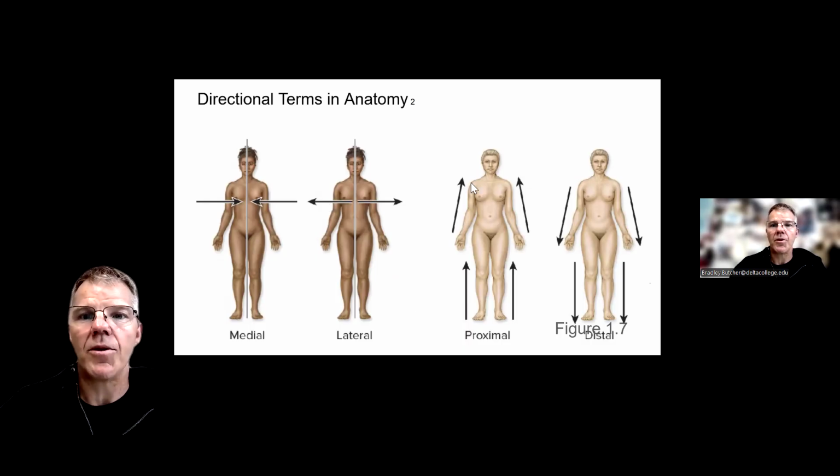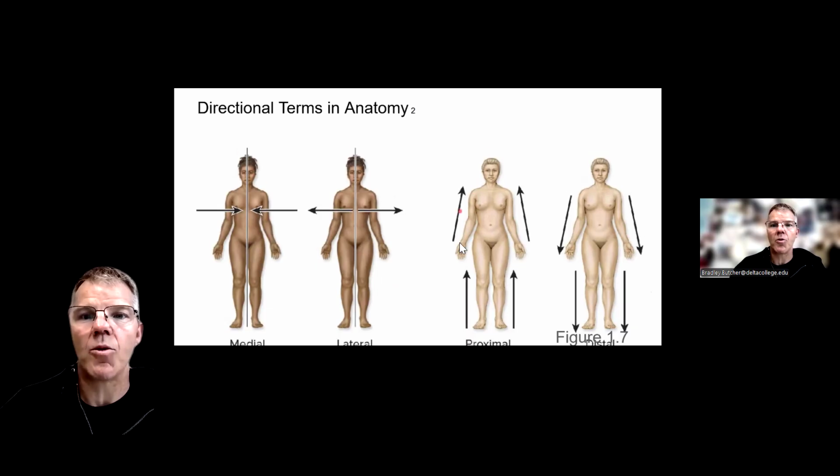The proximal, right? Again, proximal and distal, we're talking about limbs. So here's a limb, an arm and a leg. The arm, proximal is towards the shoulder. Distal is away from the shoulder. Or when we're talking about the legs, proximal is towards the hips. Distal is away from the hips.